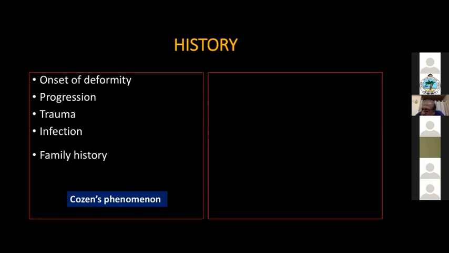Cosen's phenomena, which can produce genu valgum. What is this Cosen's phenomena? Late onset post-traumatic genu valgum. Late onset due to what? Metaphyseal fracture. It is a metaphyseal fracture of the upper tibia that produces progressive genu valgum, but it usually subsides within a few years. Usually it is a self-limiting disease.